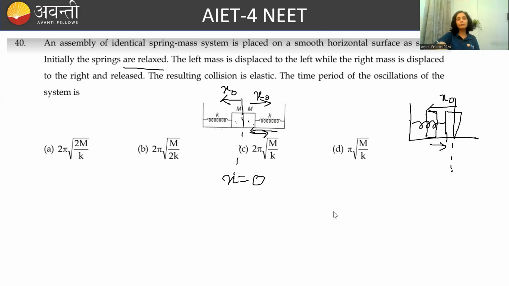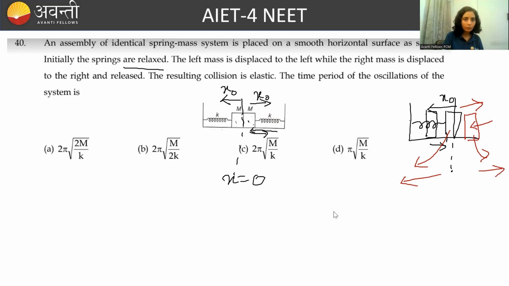Because we have studied that if a collision happens between two equal masses, then after collision they simply exchange their velocity. So at the time of collision, this left body will have velocity in this direction, and this right body will have velocity in this direction just before collision. After collision they will exchange their velocity. That means after collision, this will start moving in this direction, and this will start moving in this.